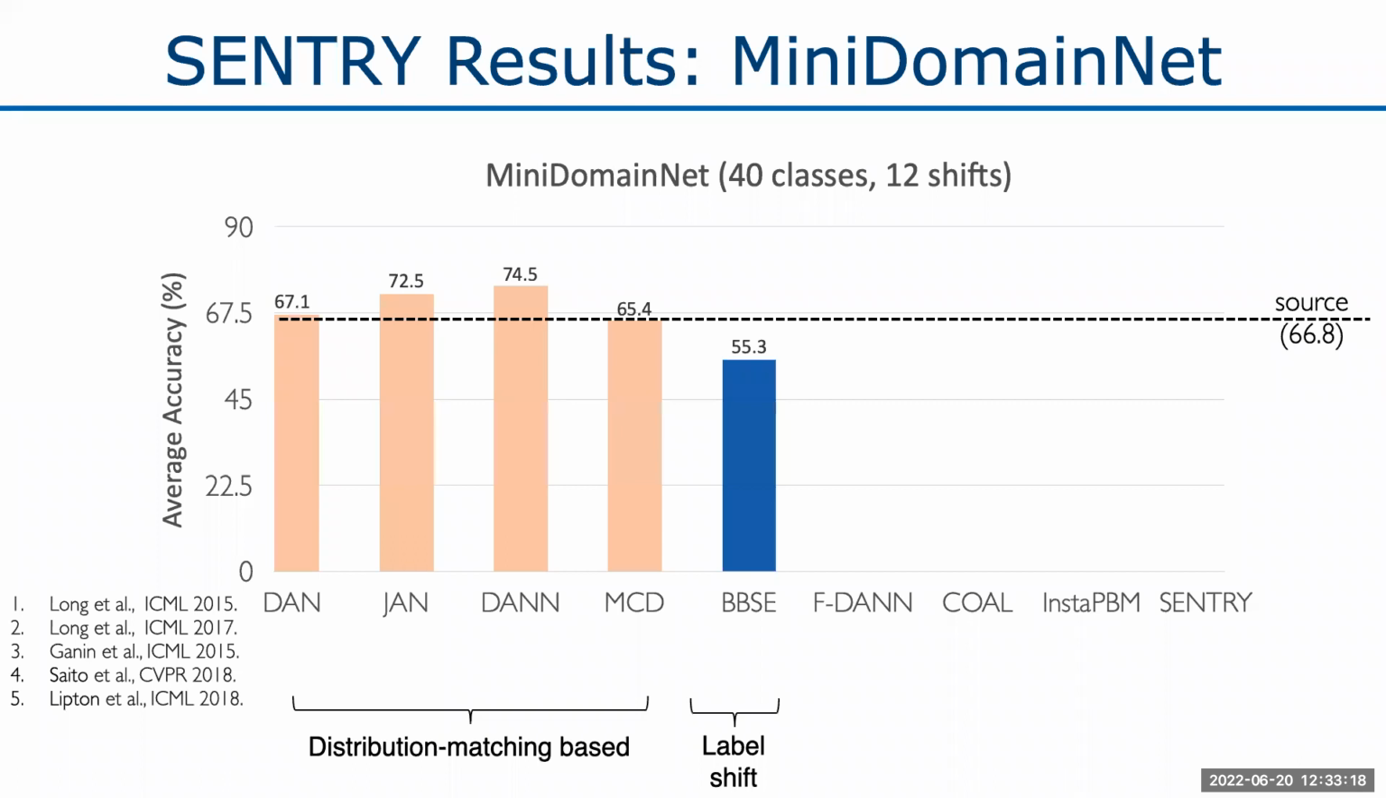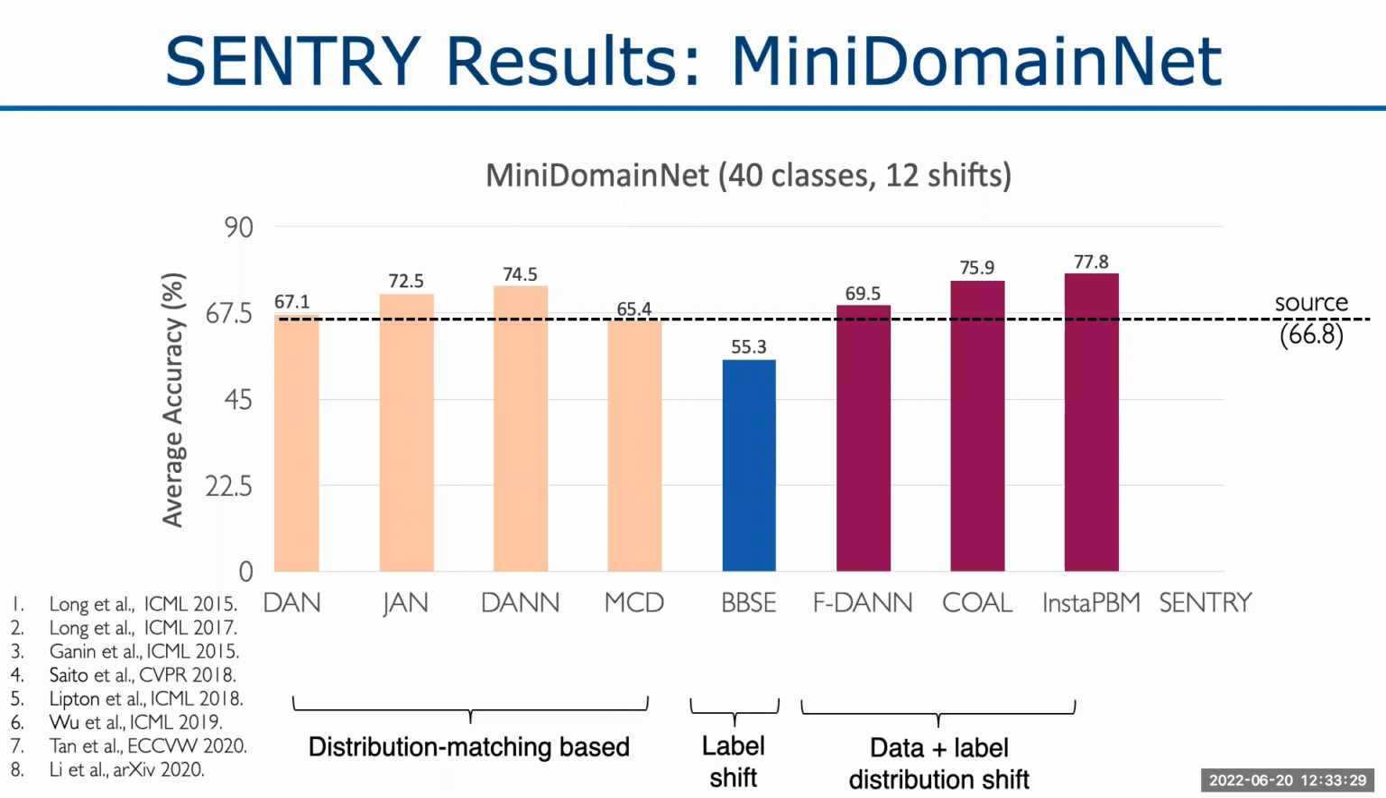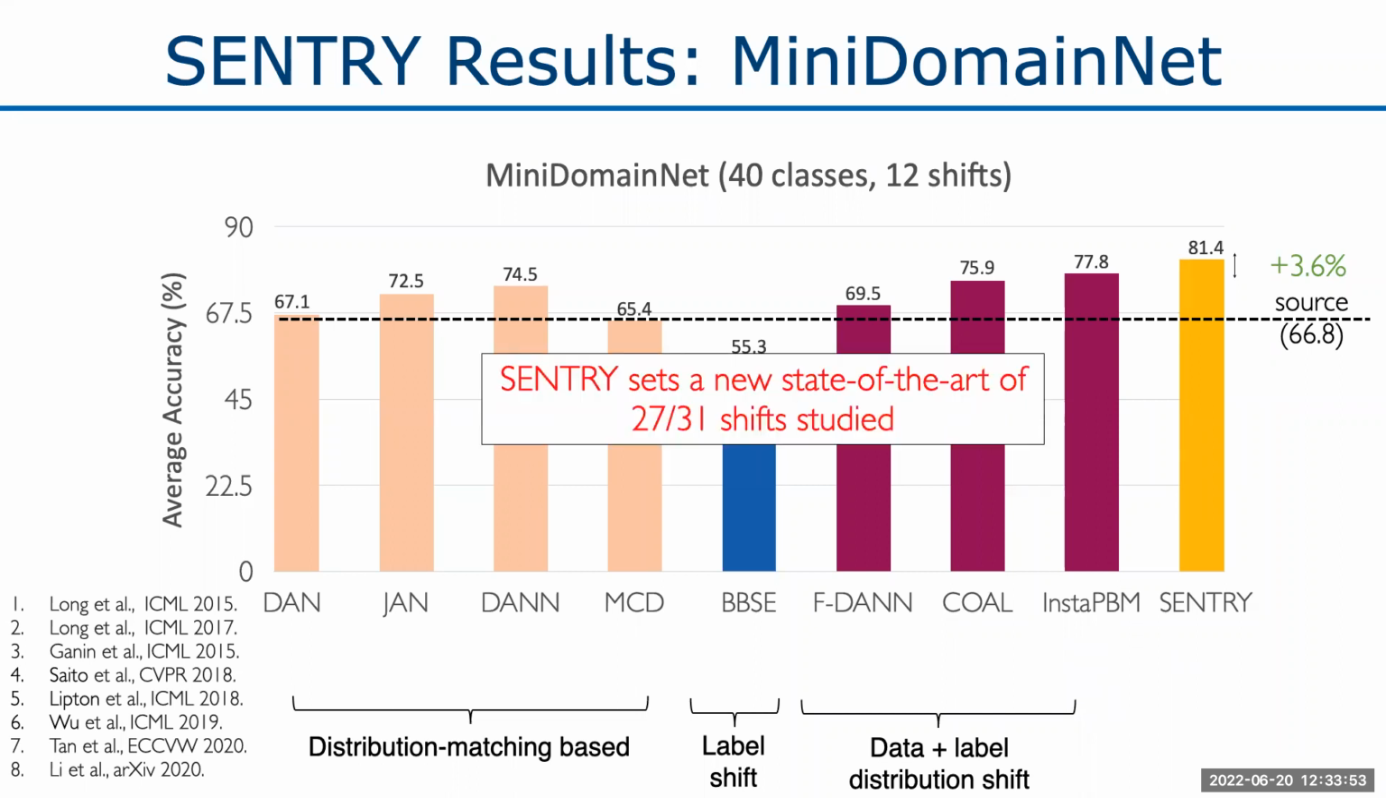And we benchmarked some baselines based on distribution matching and meant to overcome just label shift, and find that they do not offer very strong improvements. And then we look at some recent methods that are meant to counter both data and label distribution shift based on relaxed distribution matching, confidence-based self-training, and entropy minimization with other losses. And we find that the self-training methods in particular are a little more robust. And finally, our method, we find, does much better in this particular setting, and also sets a new state of the art on most of the shifts that we study.